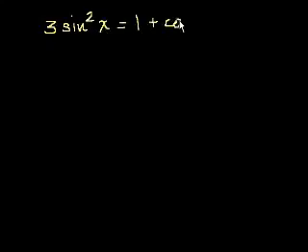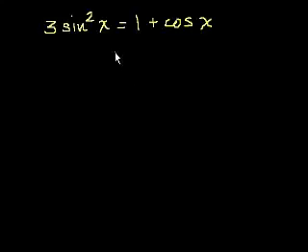So the problem he gave, if I read his note properly, is this: 3 sine squared of x is equal to 1 plus cosine of x. So at first cut, this seems like a difficult problem. You can't solve for x. You would have arc sines and square roots and cosines, etc., etc.